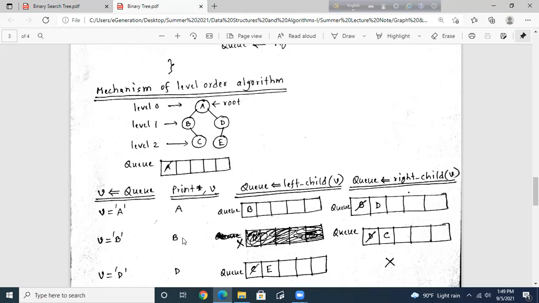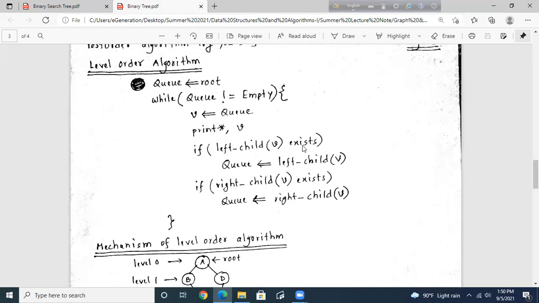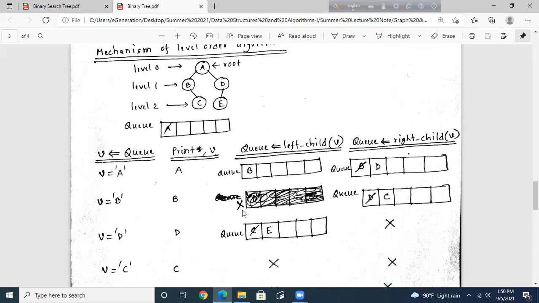Now, dear student, this one will not be available because left of B is not available. There is no left of B. Since there is no left of B, our first if condition is false. Since the first if condition is false, I cannot execute the statement inside the first if. So I have given a cross sign here because B has no left child.